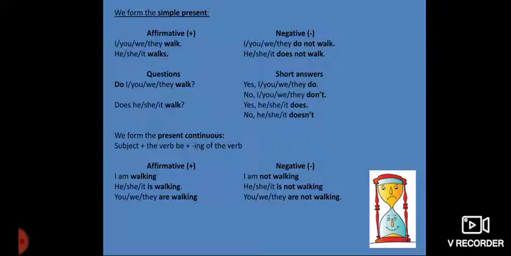What about the present continuous? We start the sentence with the subject, then the verb to be, whether it's am, is, or are, then the verb plus ing. Like, I am walking, he is walking, you are walking. Of course, you know when to use am, is, and are. In the negative, we add not. I am not walking, he is not walking, you are not walking.